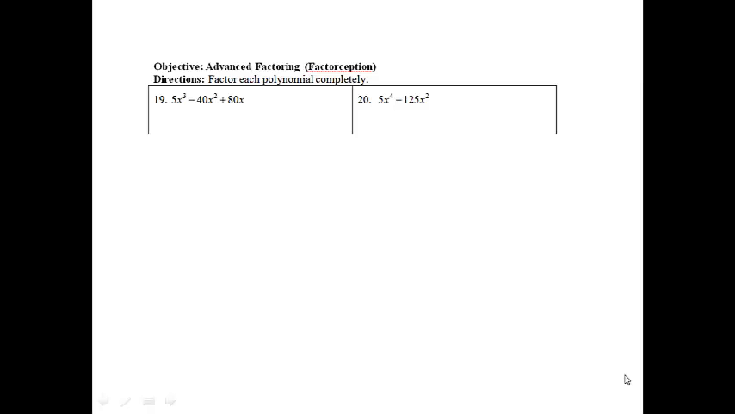Objective: advanced factoring, or factorception. Directions: factor each polynomial completely. When you see advanced factoring, remember this is when we factor something, and then it opens up a new factoring problem. And the biggest three letters I'm going to put on this one would be GCF.